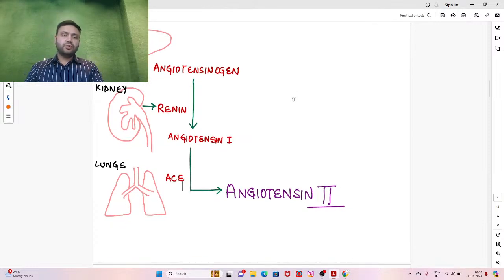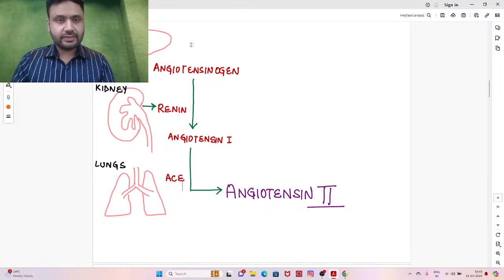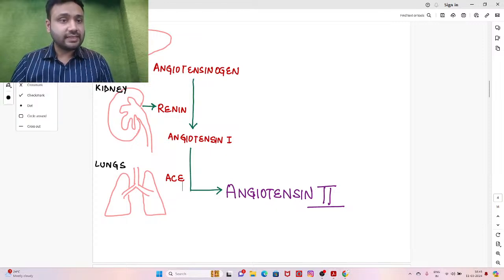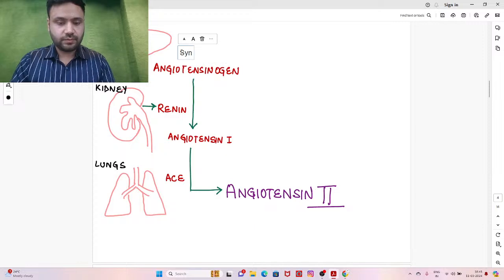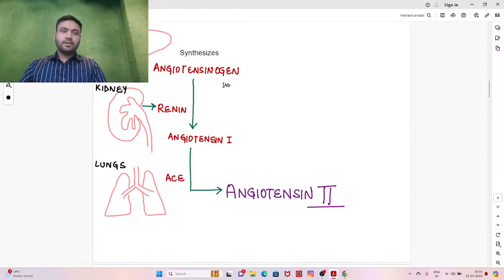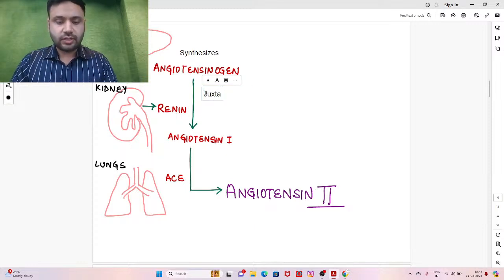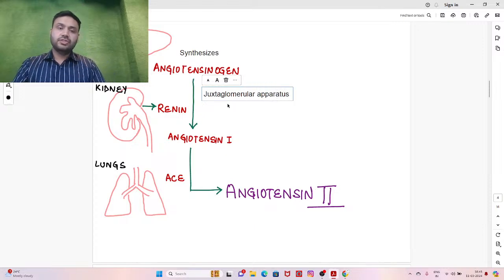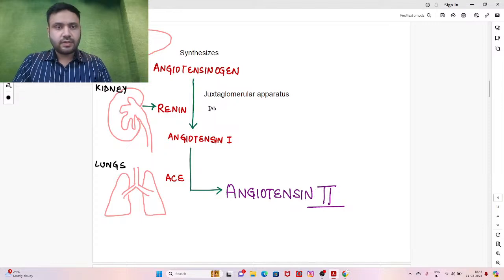How is angiotensin 2 formed in the body? The liver is the primary site for synthesis of angiotensinogen, while the kidney synthesizes renin. And what are the cells which synthesize renin? They are the juxtaglomerular apparatus.